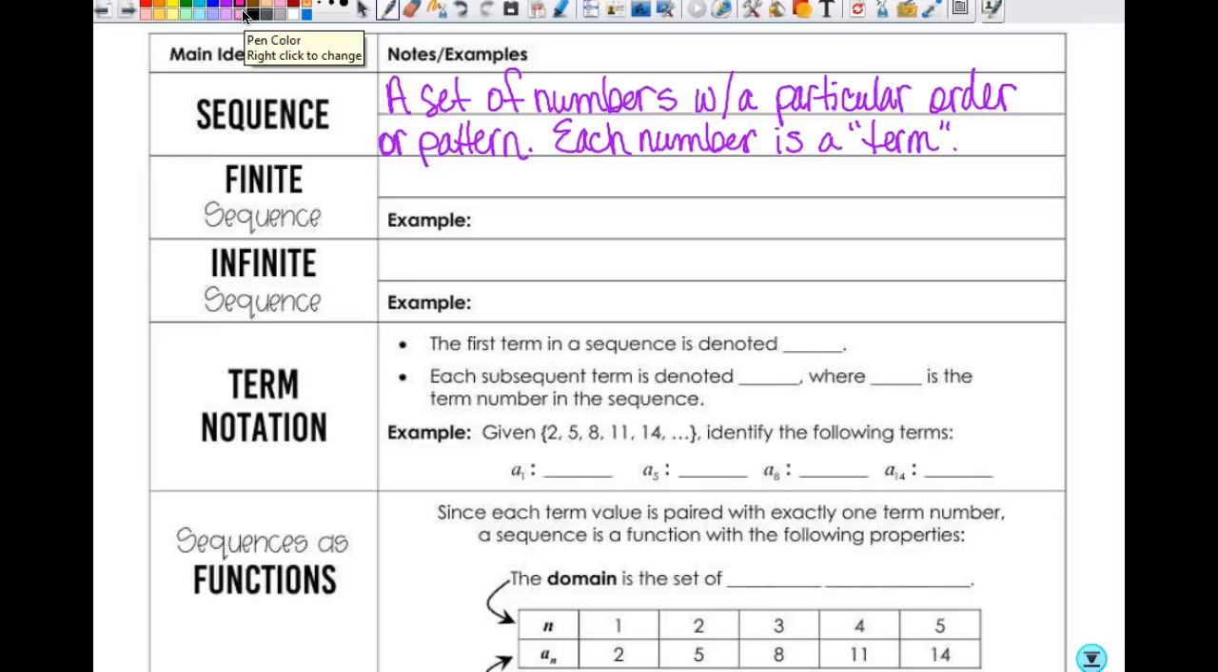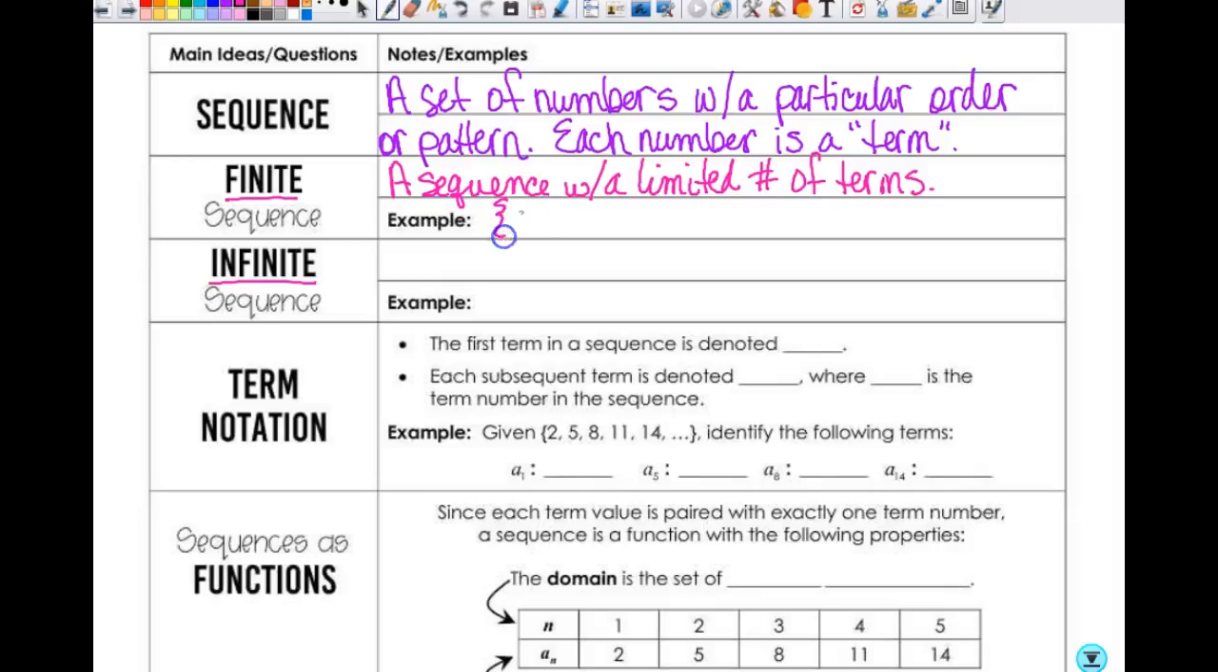2 different kinds. We have finite and infinite. So infinite is pretty much just what it sounds like. Finite would be the opposite of that. So a finite sequence is a sequence with a limited number of terms. Or a number of terms that you can actually count. So an example would be 1, 2, 3, 4, 5.